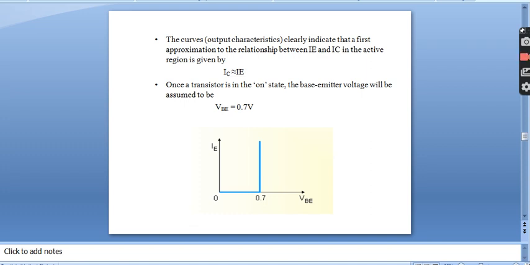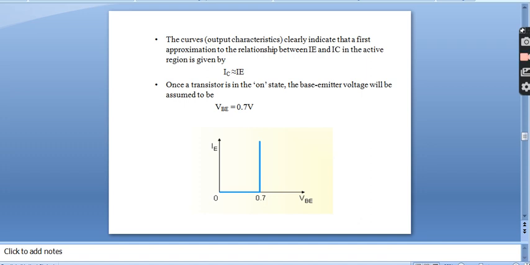When we draw the output curve, the output characteristics clearly indicate that a fast approximation to the relationship between IE and IC in the active region is given by IC approximately equal to IE. That means IC equals IE.